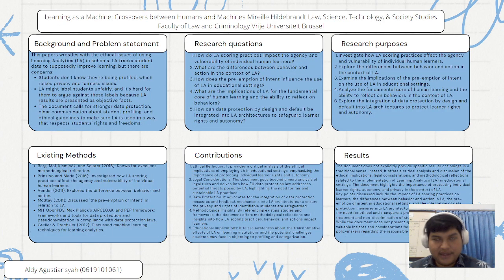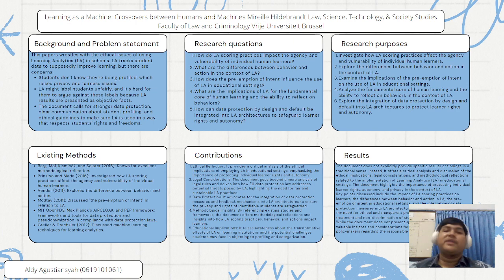Learning as a machine. If the previous papers we talk about computer vision a lot, now we're going to talk about something related to computer vision, which is machine learning. So for this paper, it's going to be Learning as Machine, crossover between human and machine, by Mireille Hildebrandt, Law, Science, Technology, and Society Studies, Faculty of Law and Criminology, Vrije University, Brussels.